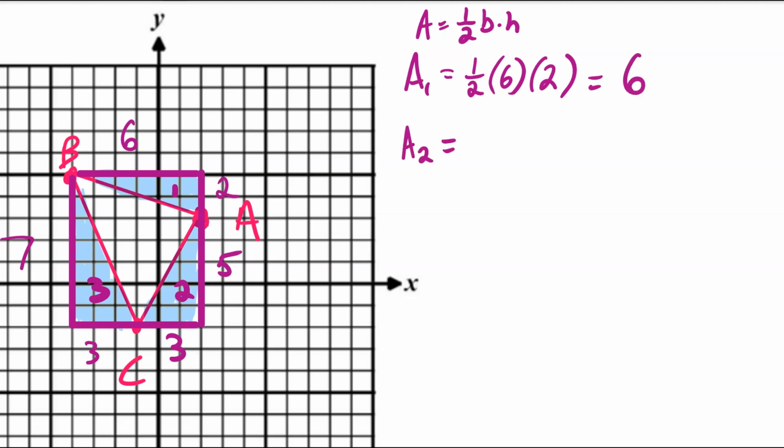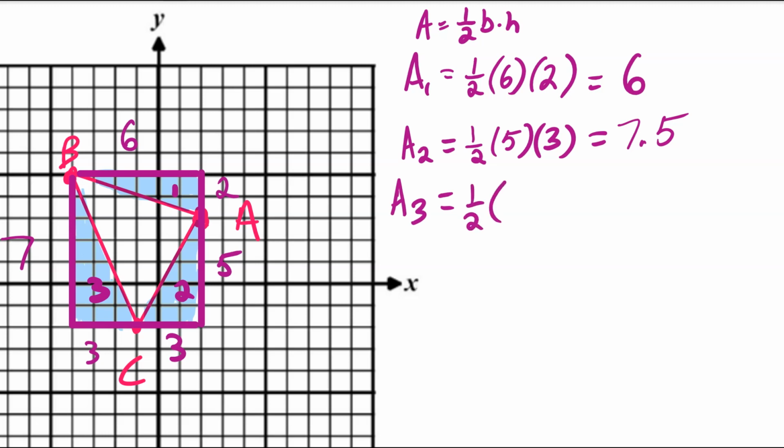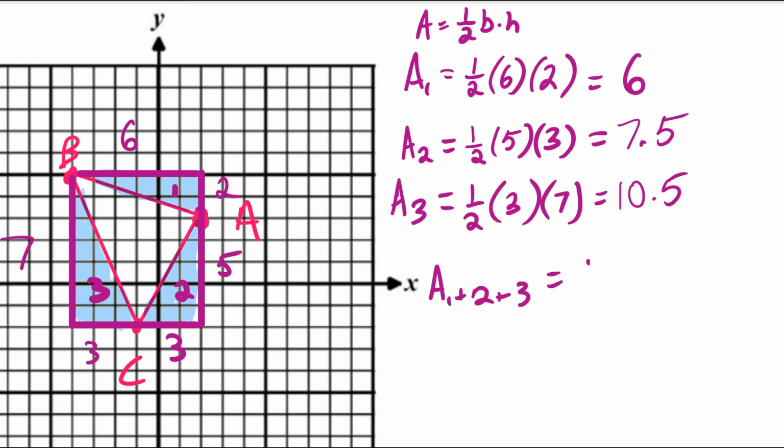For my second triangle, I can do 1/2 base times height, and those are the sides that I counted. Half of 5 is 2.5, times 3 is 7.5. Again, you could just do that in your calculator. And the area of the third is 1/2 base times height, or 10.5. So the area of all three of these triangles together, if I add them up, 6 plus 7.5 plus 10.5 is 24 units squared. So that's the area of the blue shaded parts I found.